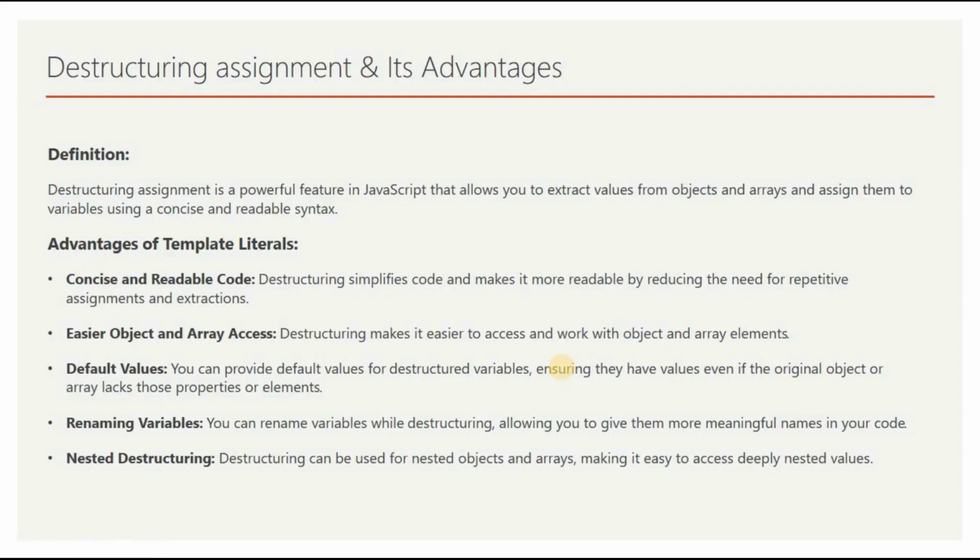Next, we have the destructuring assignment and its advantages. Destructuring assignment is a powerful feature in JavaScript that was introduced in ES6. It allows you to extract values from objects and arrays and assign them to variables using a concise and readable syntax. So it has several advantages, like concise and readable code. Destructuring simplifies code and makes it more readable by reducing the need for repetitive assignments and extraction. We'll see by example.